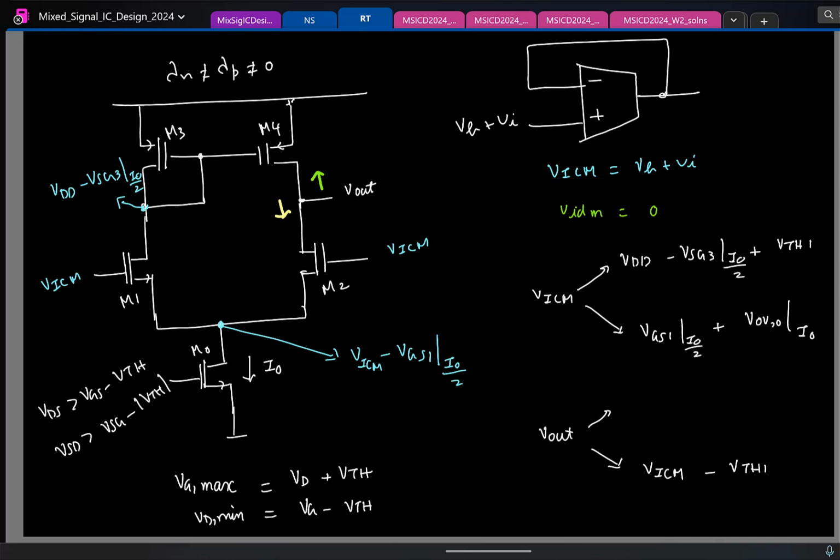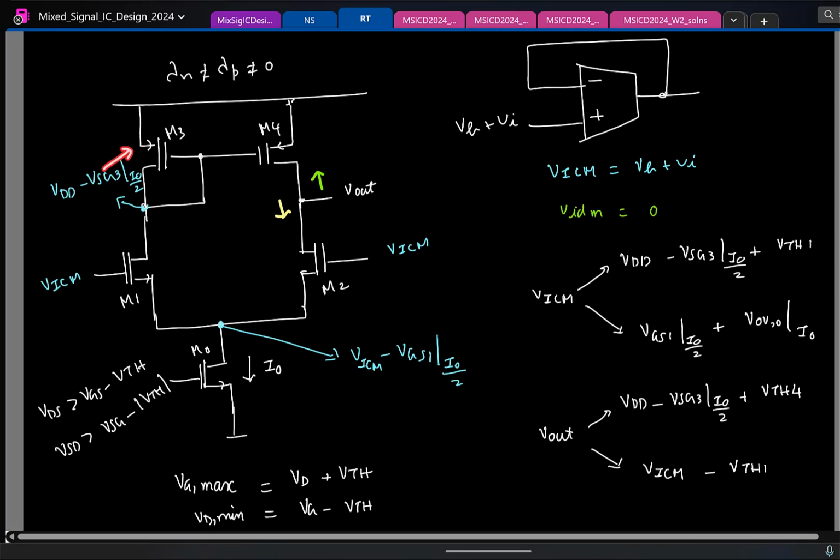It is basically the gate voltage plus a threshold voltage. And what is the gate voltage? What is the gate voltage of M4? VDD minus source to gate voltage of M3 at a current I0 by 2. This is the gate voltage, plus it can go one threshold higher, VTH of either M3 or M4, because we have assumed that both of them are identical.